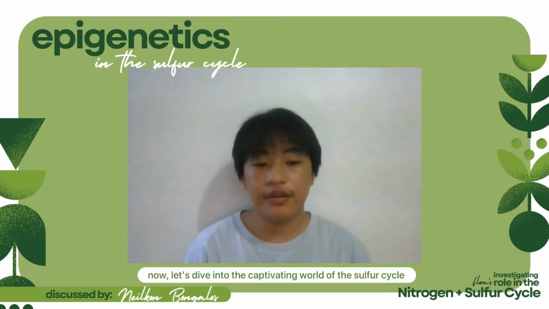Now, let's dive into the captivating world of the sulfur cycle. Epigenetic modifications again take center stage, regulating genes involved in sulfur uptake and assimilation in plants. Through these epigenetic changes, plants can adjust their response to different sulfur conditions, optimizing nutrient utilization and growth. The interaction between certain plants and sulfur metabolizing bacteria has its own epigenetic effects. Studies suggest that this relationship induces changes in both partners.